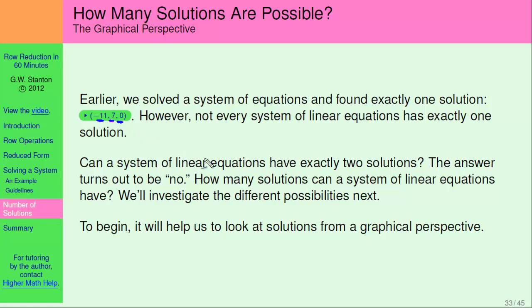So you might ask, can a system of linear equations have exactly 2 solutions? It turns out that the answer is no. So we'll see why this is true, and more generally, we're going to answer the question, what are the possibilities? How many solutions can a system of linear equations have? To begin with, it's going to help to adopt a graphical perspective.